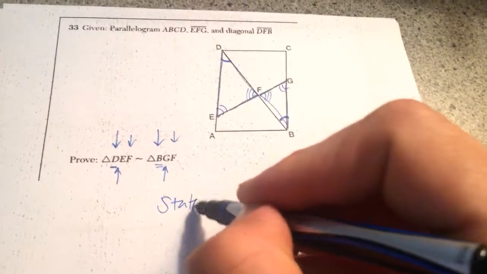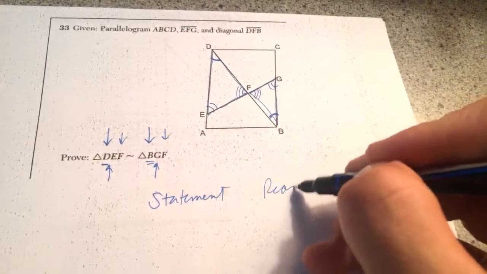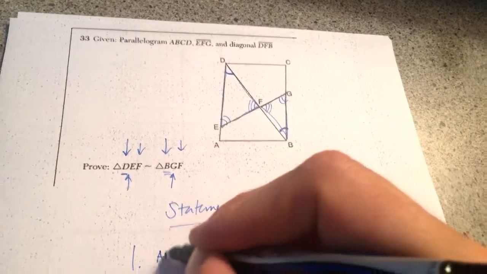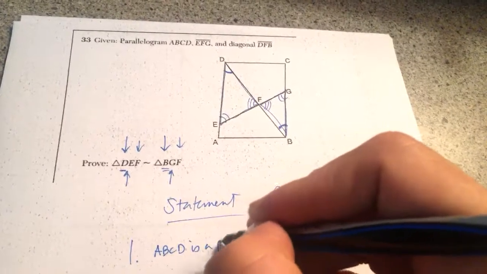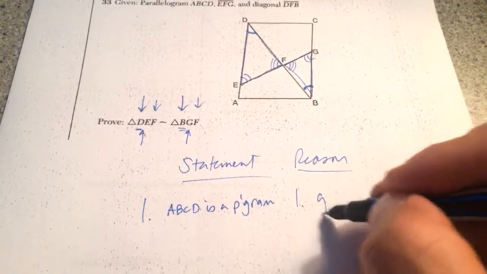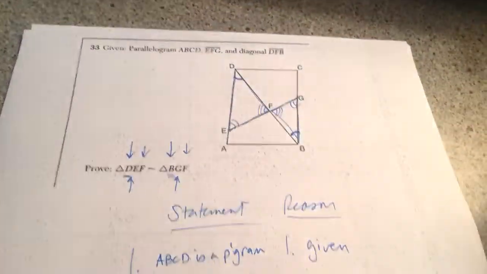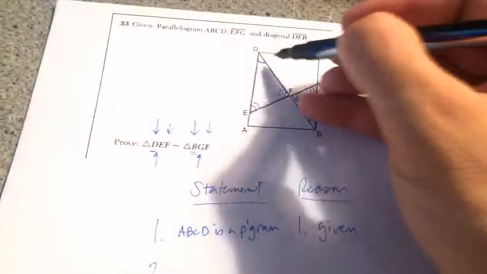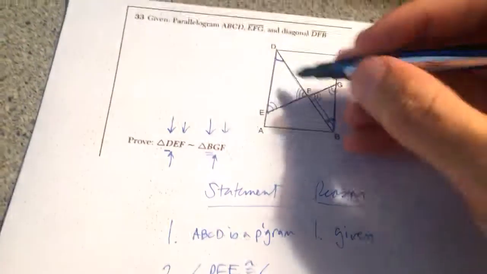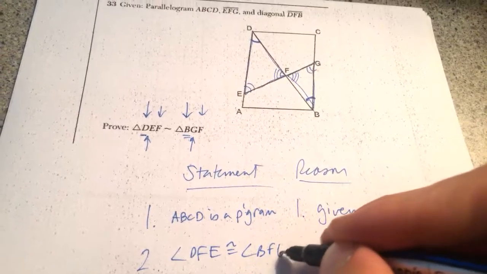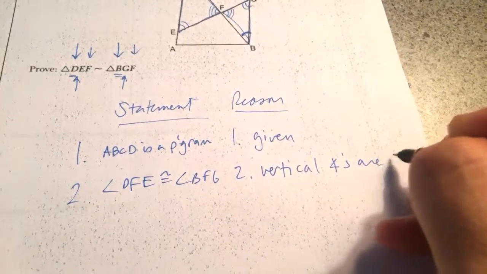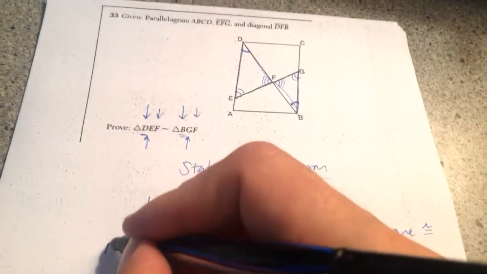So I am going to do a statement and reason chart. Number one, I know that ABCD is a parallelogram. Pardon my abbreviation, I just wanted to save some time. Well, this was given to you in the very beginning. Okay, you can say that angle DFE is congruent to BFG, and that reason is due to the fact that vertical angles are congruent. So we have one angle there.